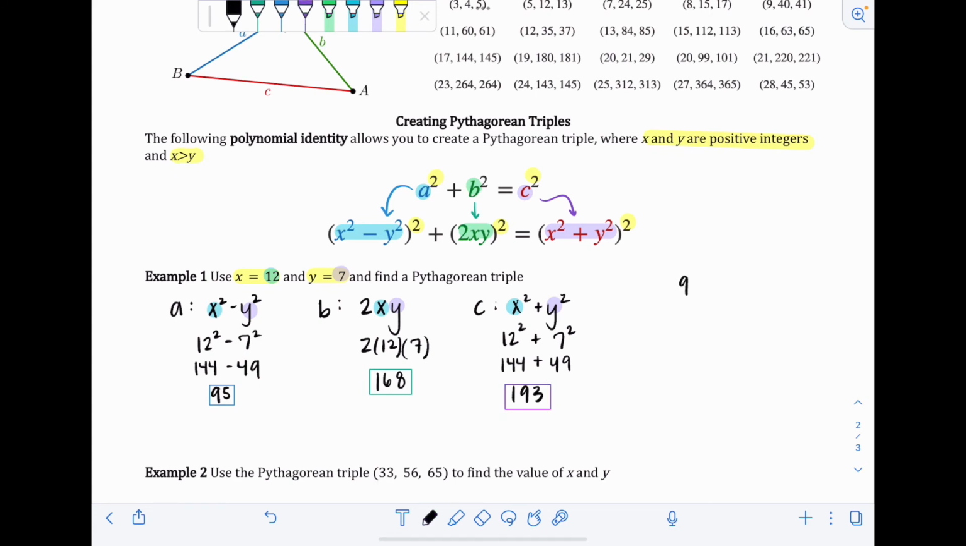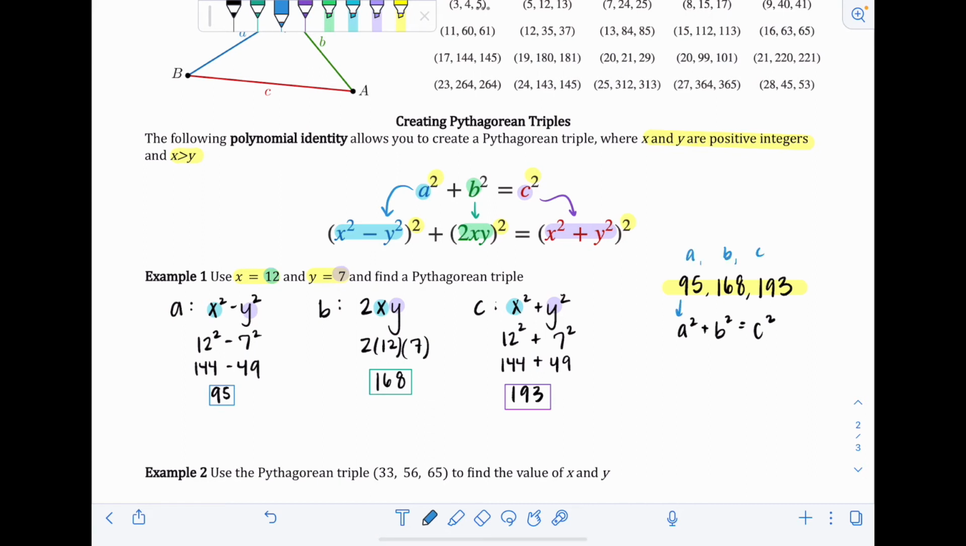We got 95, 168, and 193. So what a Pythagorean triple is supposed to do is satisfy the Pythagorean theorem formula, which is a squared plus b squared equals c squared. So we're just going to check it. So this is in the order a, b, c.